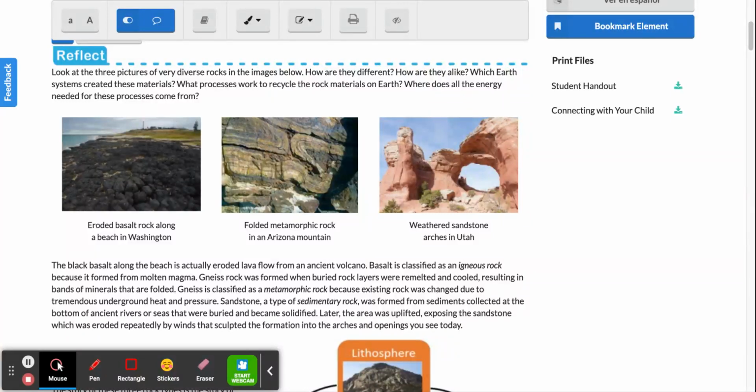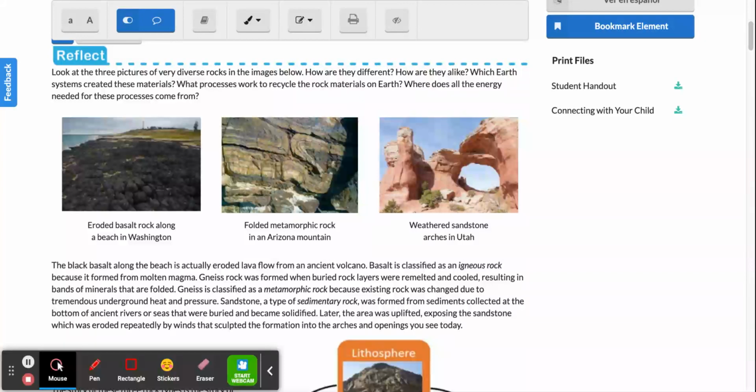The story of these three rock types is the story of our Earth and the constant recycling of materials above and below its surface through the interaction of four major systems on Earth: the geosphere, rocky lithosphere; the atmosphere, air; the hydrosphere, water and ice; and the biosphere, living things.